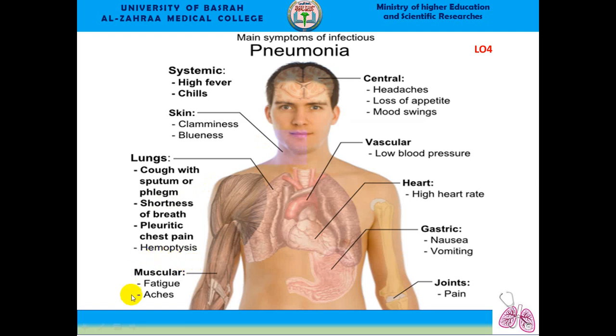And of course, the patient, because of fever, will feel fatigue and aches and pain in different parts of his body, and there is loss of appetite, headaches, mood swings, and we may find low blood pressure. And low blood pressure is one of the signs of severe pneumonia. And because of fever, we should expect there will be high heart rate, tachycardia, and the patient might have nausea and vomiting, and he might have joint pain because of the fever.